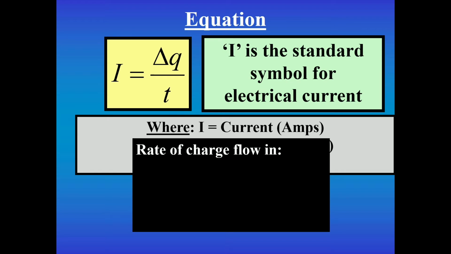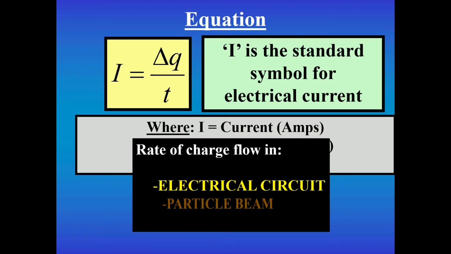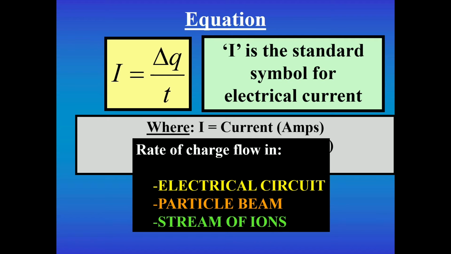Okay, so the rate of charge flows in a couple different places. Electrical current through circuits and wires, and we'll see in particle beams and streams of ions are all different places in which these currents are going to be flowing.